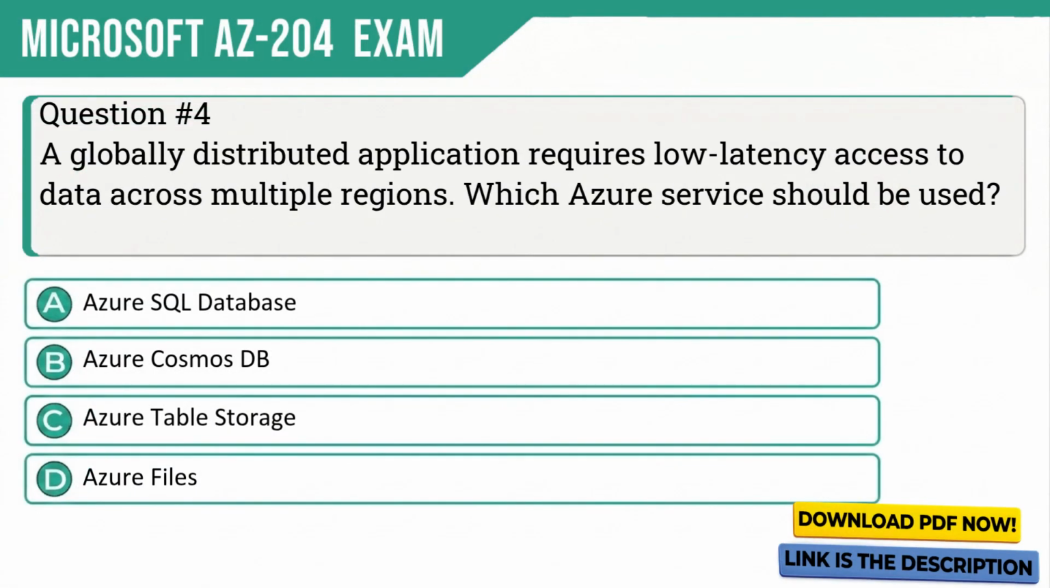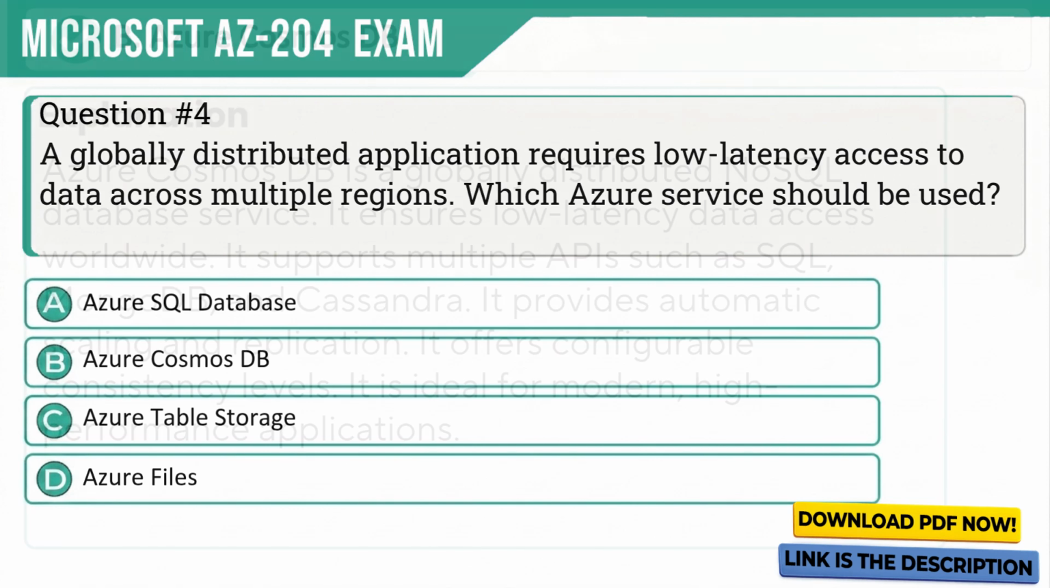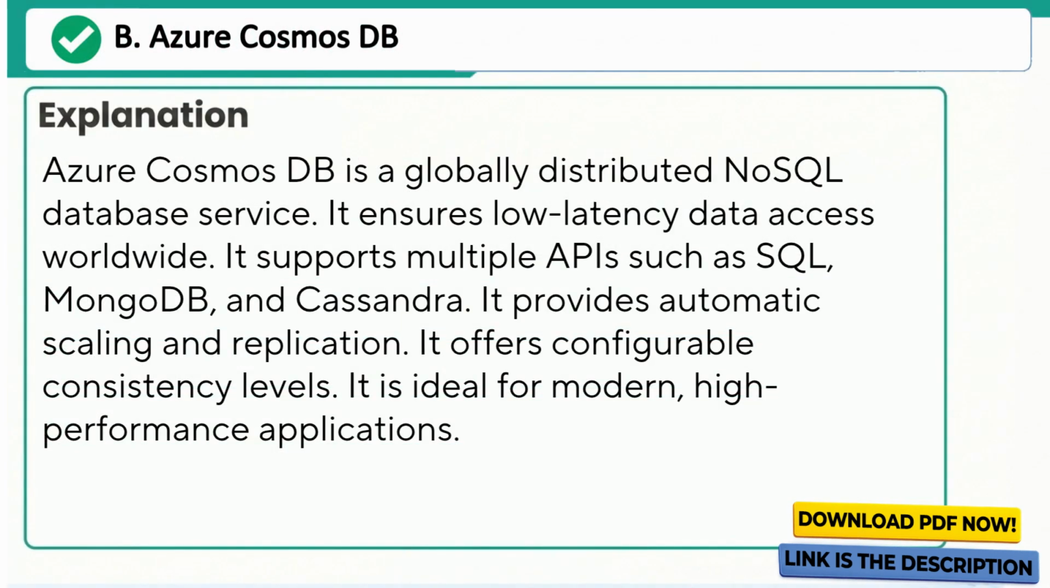Question number 4. A globally distributed application requires low latency access to data across multiple regions. Which Azure service should be used? A. Azure SQL Database. B. Azure Cosmos DB. C. Azure Table Storage. D. Azure Files. Correct answer, B.